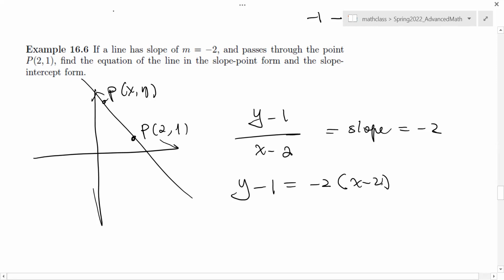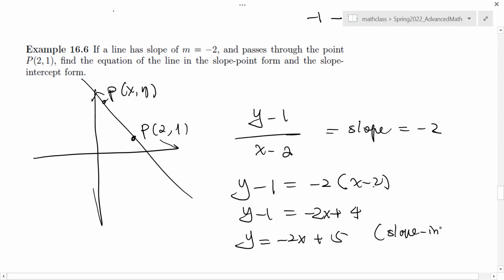All right, so now you rewrite this. You multiply this out: y minus 1 equals -2x plus -2 times -2, which is 4. So y equals -2x plus 4 plus 1, which is 5. So this is the slope-intercept form. Here's the slope-point form.